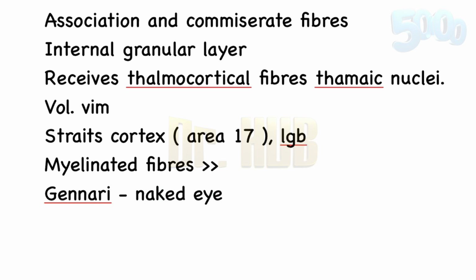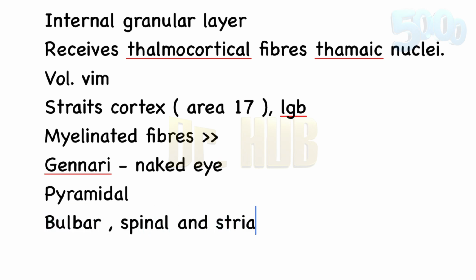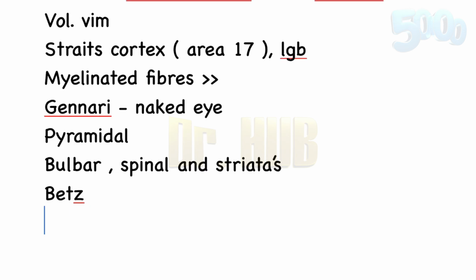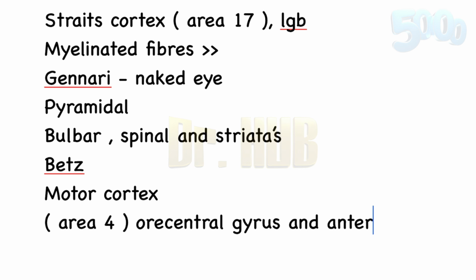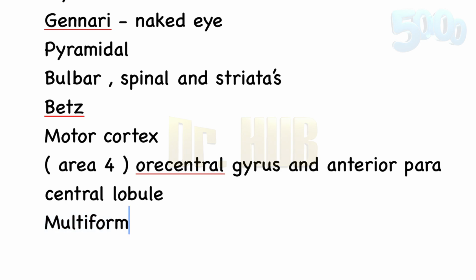Then moving on, we look at the internal pyramidal layer. It gives rise to the corticobulbar, corticospinal, and corticostriatal fibers. It contains the giant cells of Betz, which are found only in the motor cortex, area 4, of the precentral gyrus and also the anterior paracentral lobule.